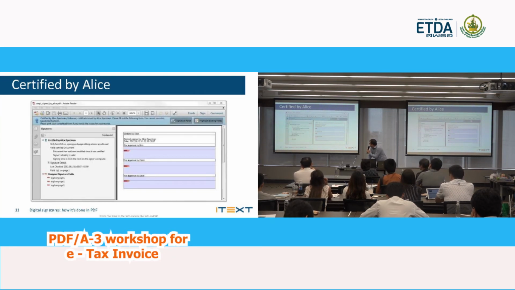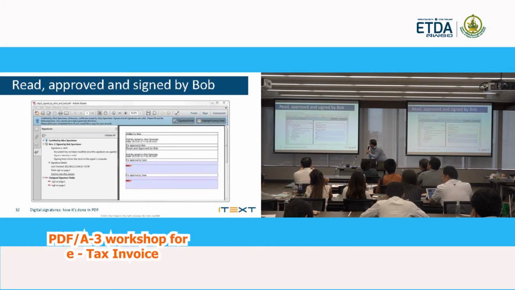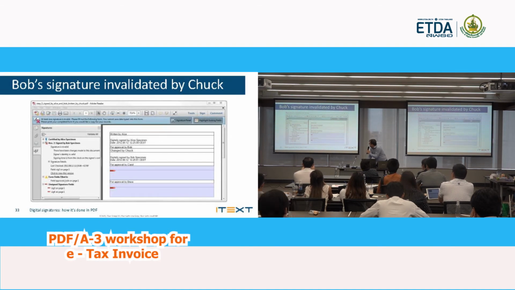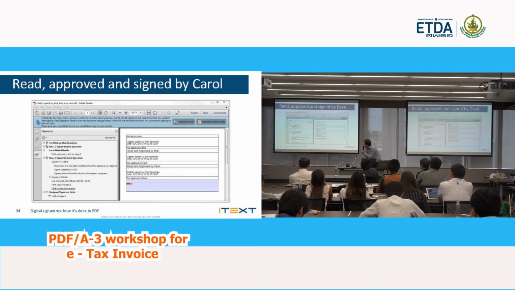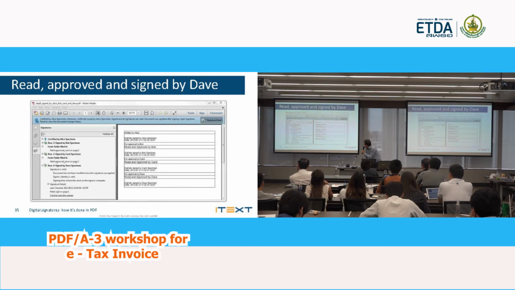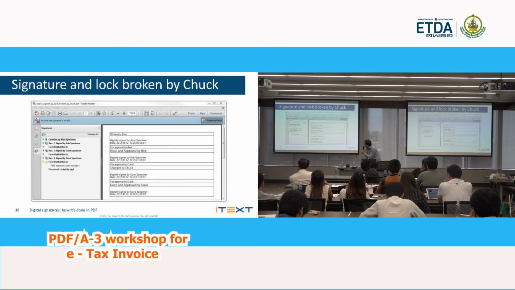So Alice signed with an approval signature, Bob signed with a certifying signature, Bob signed with an approval signature, and then suddenly Chuck changed something. Alice's signature is still valid, but Bob's is made invalid. So let's go back: after Bob, Carol signs, after Carol, Dave signs, and then you can see if something changes, you can see where in the workflow something was corrupted.